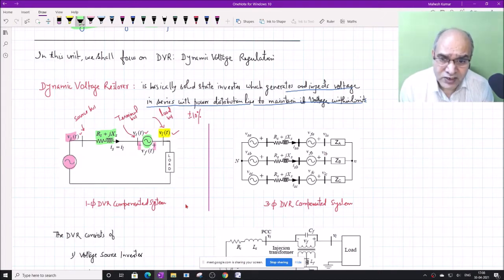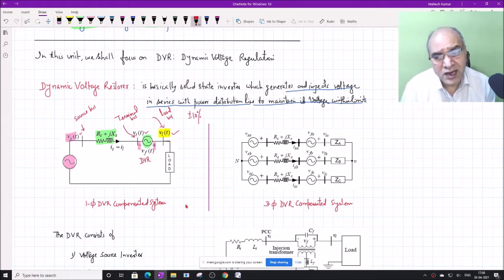And at the point of the load, we have some correction through the DVR. So this is the DVR unit, which is represented as a voltage source. It is the same concept as we have represented D-STATCOM as a current source, and DVR is represented as a voltage source in series, while D-STATCOM is a current source in shunt with the load. So this is a complementary function of the device.